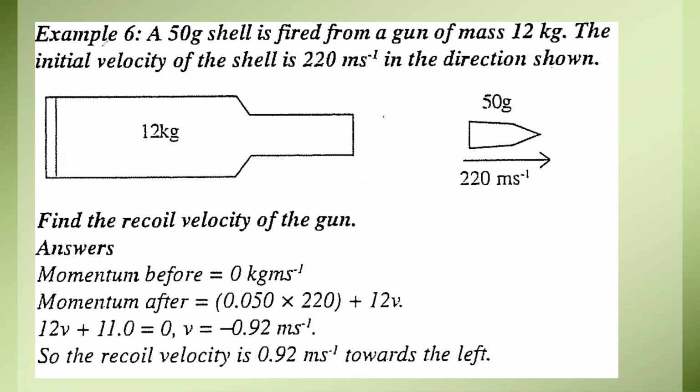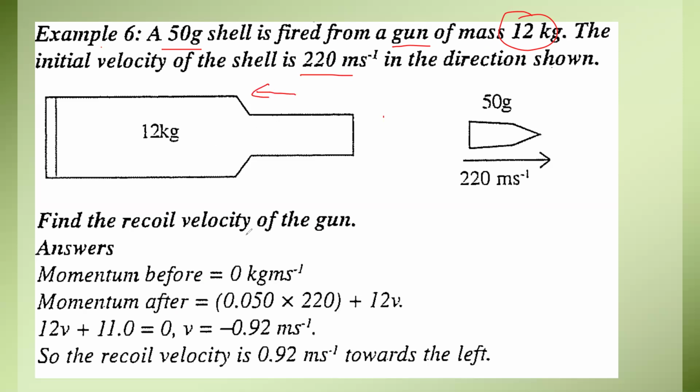In the question, a 50-gram shell is fired from a gun of mass 12. The initial velocity of the shell is 220 meters per second in the direction shown. Find the recoil velocity of the gun, at what speed it will recoil.